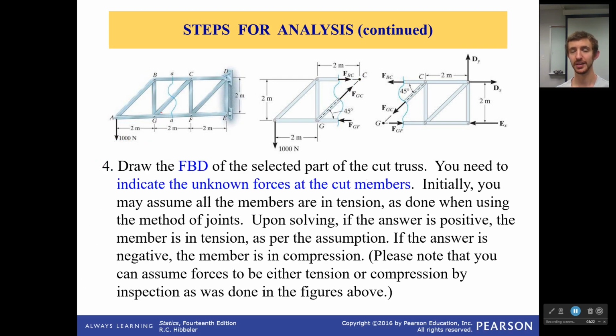Now, as I said before, we draw the free body diagram of the pieces we've cut. We add in all the forces we can, and then we solve. If your answer is positive, then it's as you drew it. If you drew the line away from the member, that means you were putting it in tension, and positive means it was in tension. If you get a negative number, it was in compression. So my advice is, even though you see right here that they are drawing this as in compression, draw everything as tension and let those negative signs tell you what's actually in compression.